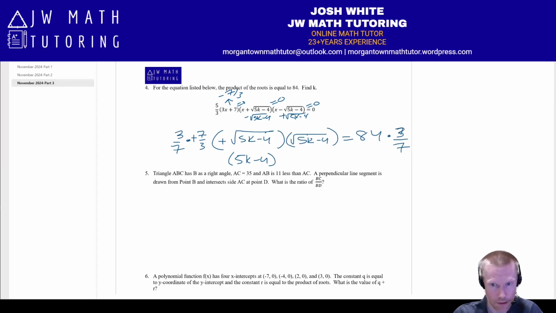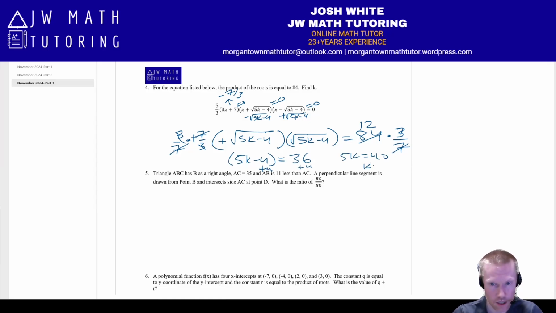Multiply by 3, divide by 7. Cancel, cancel. 5k minus 4 equals... 7 goes into 84 12 times. 12 times 3 is 36. Again, this can all be done in decimal. I'm just doing it in my head, looking at my notes, but of course you can just do these calculations in decimals. Then we would just add 4.